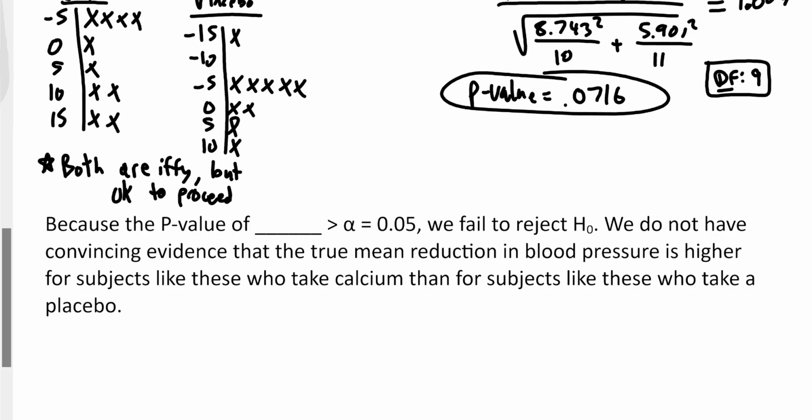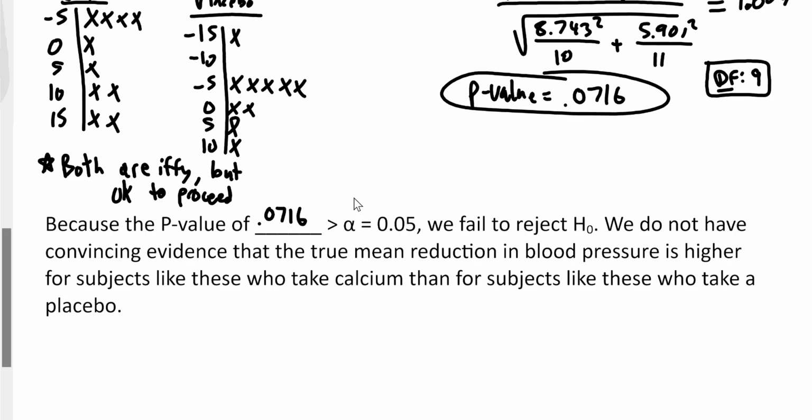So we're going to use 0.05 because that's the most common alpha value, but because 0.0716 is greater than that, we fail to reject. We do not have convincing evidence that the true mean reduction in blood pressure is higher for subjects like these who take calcium than for subjects who take the placebo. It seems like it would have been higher, but we don't have enough data to say that it is for sure. So small sample sizes make it harder to reject.